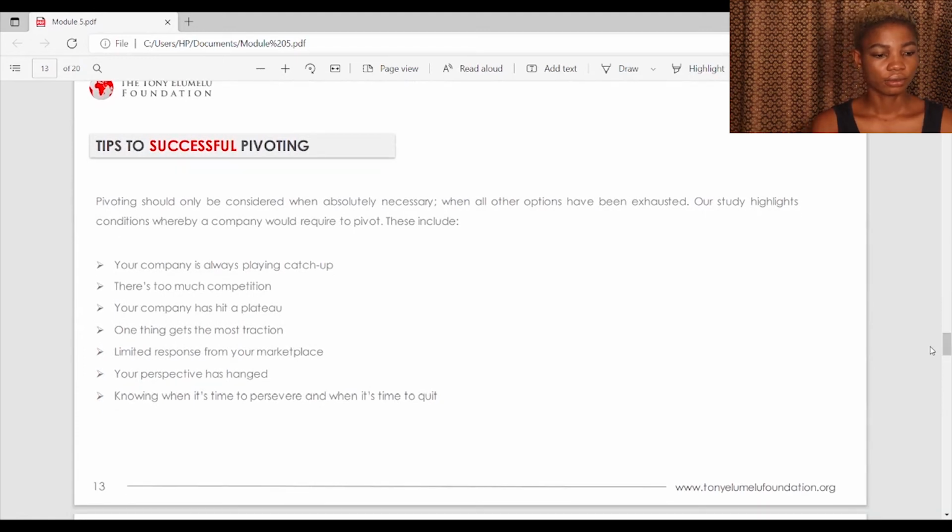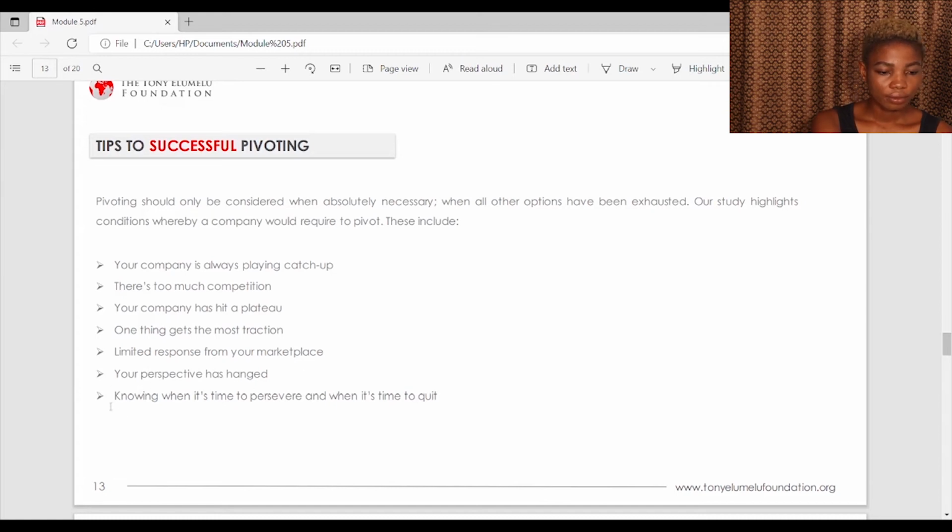Successful pivoting. Pivoting should only be considered when absolutely necessary, when all other options have been exhausted. Our study highlights conditions where a company should pivot. These include: your company is always playing catch up, there is too much competition, your company has hit its plateau, one thing gets the most traction, limited response from your marketplace, your perspective has changed.